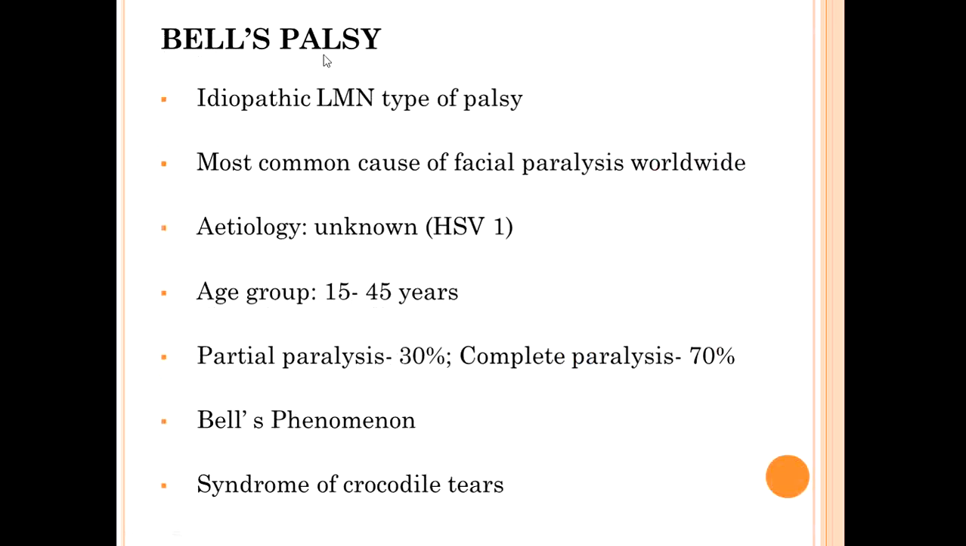Okay, then what is Bell's palsy? It is idiopathic type of palsy, that means lower motor neuron type of palsy. The most common cause of facial paralysis, okay, etiology is unknown. In many cases it is herpes simplex virus 1. Okay, age group is 15 to 45 years. In 30% cases there will be partial paralysis and complete paralysis in 70%. So it is known as Bell's phenomenon. It is also known as syndrome of crocodile tears.